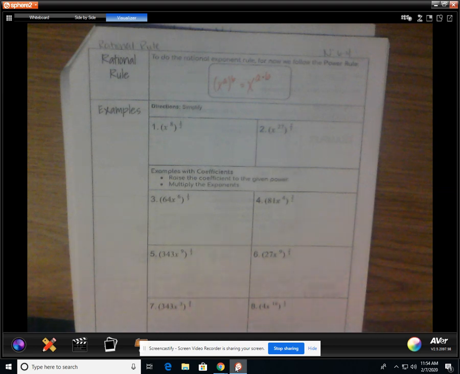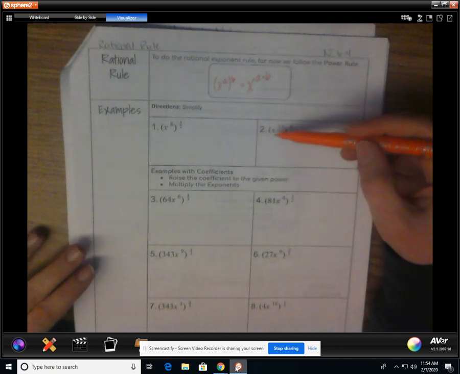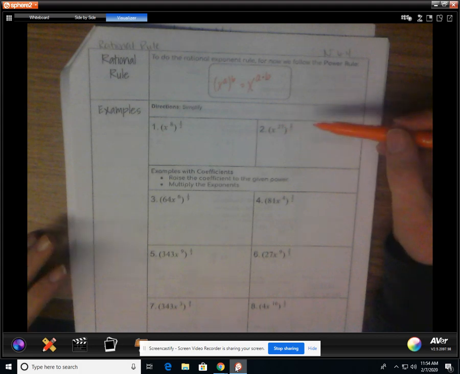I'm going to work the evens, and I'm going to let you do the odds. So for number 2, I have x to the 27th to the 2/3.